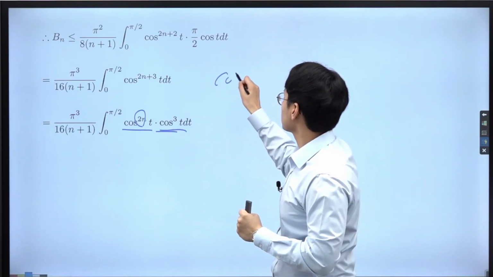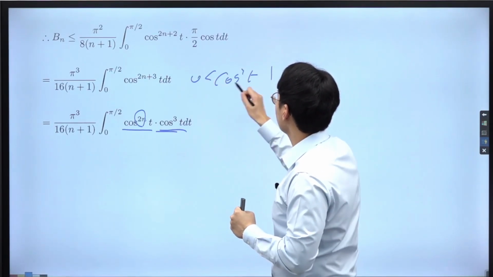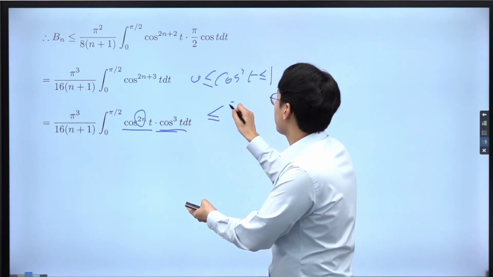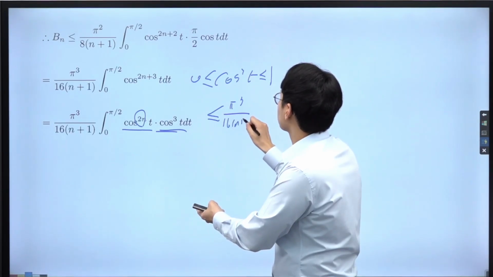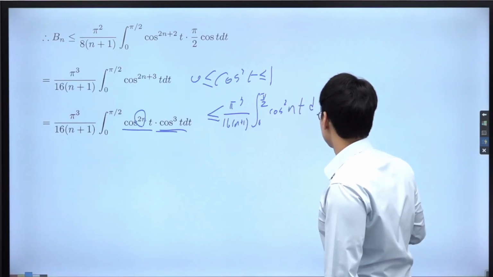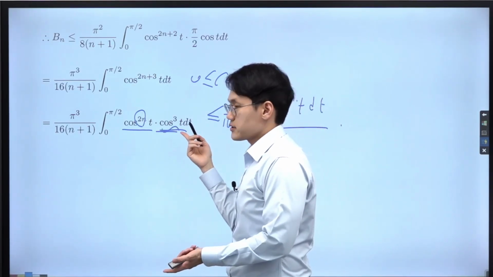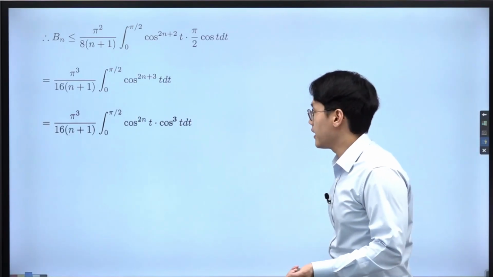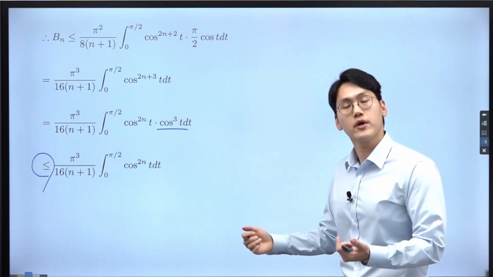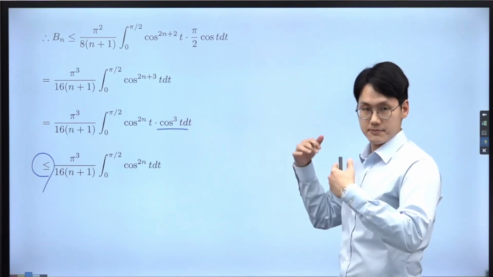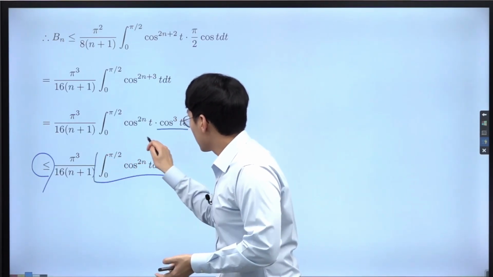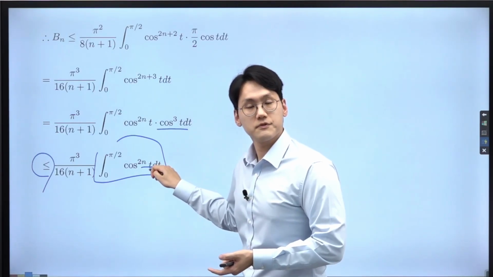As you can see, the range of cosine cubed t is between 0 and 1, isn't it? So now I know this will be smaller than pi cubed over 16 times n plus 1, integral from 0 to pi over 2 of cosine 2n t dt. Oops, sorry. Any multiple between 0 and 1 makes things smaller, right? So we can gain this upper bound thanks to the range we already know for cosine. It always makes things smaller; at most, it is equal when it's 1, right? That's great. And please make sure that just because I have a different variable, this evaluation doesn't change anything.